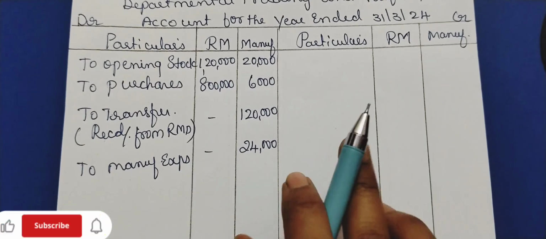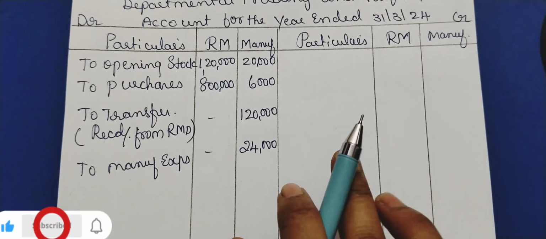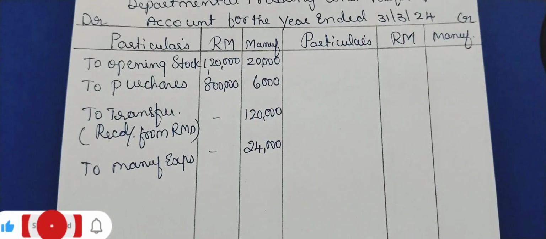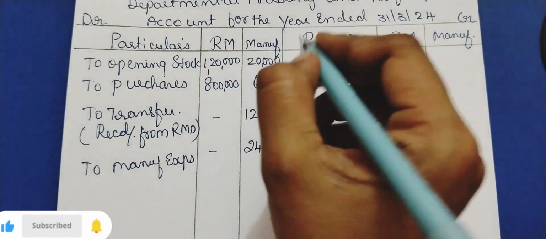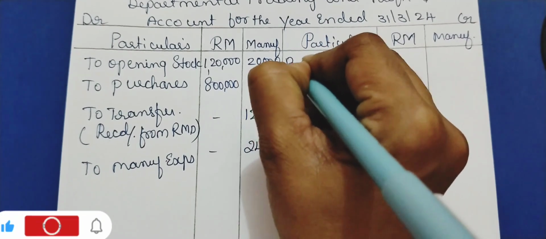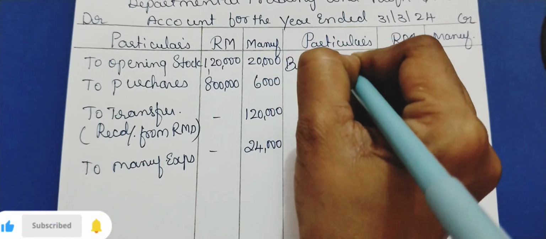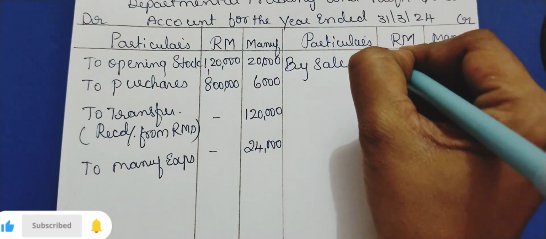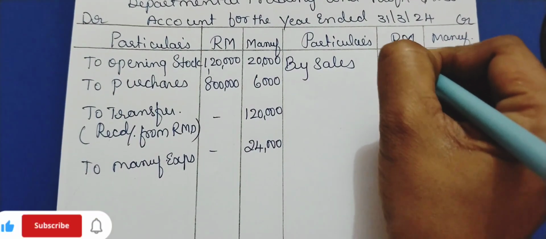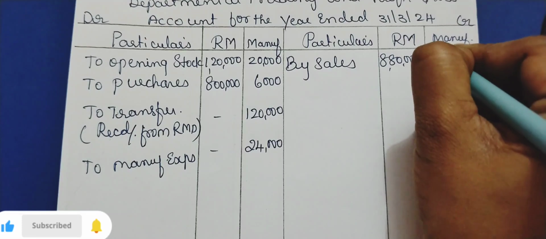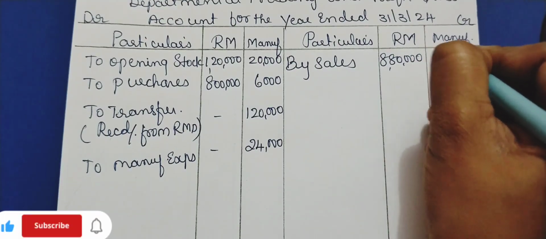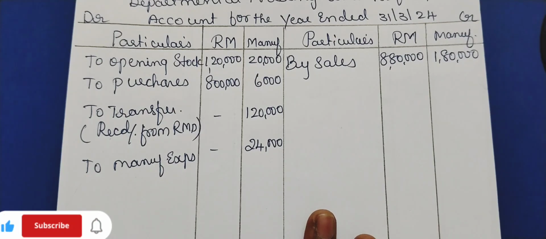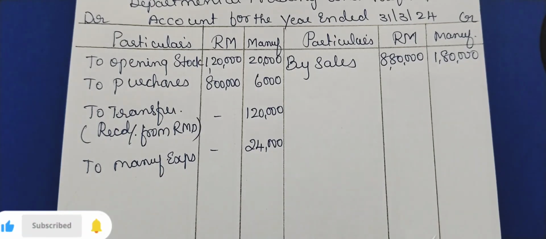Now here real account, sales, asset, for assets, credit what goes out, right? By sales. What is the amount of sale? 8,80,000. If you have not watched my previous video on basics, journal entries, basic concepts, it is most important. Kindly watch those videos.